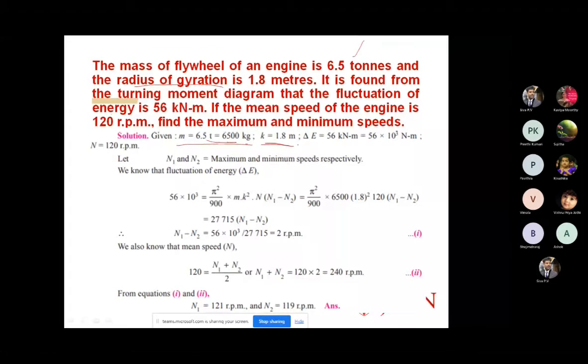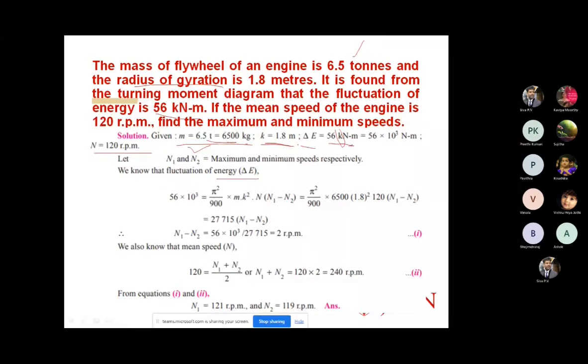Fluctuation of energy means delta E, or maximum fluctuation of energy. Delta E equals 56 kilonewton meter, but we want only newton meter, since energy is in newton meter. So 56 into kilo, that is 10 power 3. So 56 into 10 power 3 newton meter. And finally, the mean speed, which is capital N. N1 means maximum speed and N2 means minimum speed, but here the mean speed N equals 120 rpm, given. So we have to find N1 and N2, that is the maximum and minimum speeds respectively.